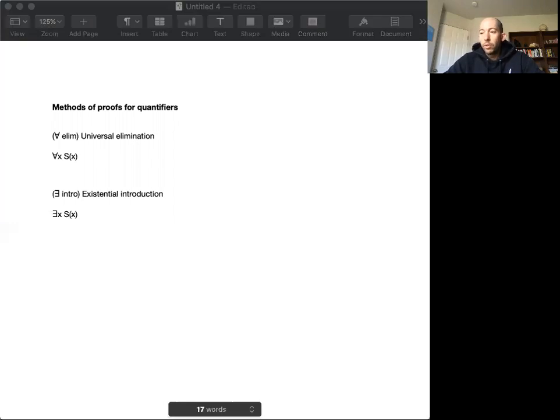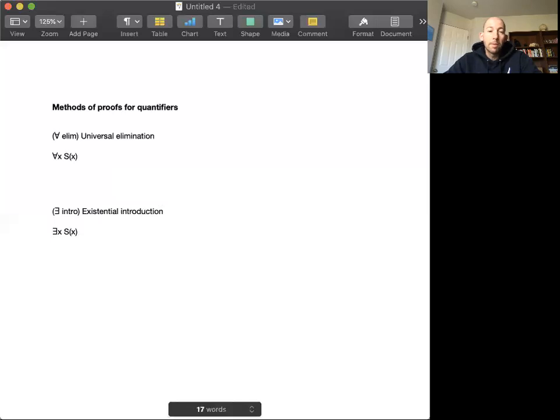So let's start with the universal elimination. The idea behind universal elimination is that you have some sentence that starts with a universal quantifier, and then there are going to be some instances of the variable x. And as the name suggests, the idea behind the elimination is that you can plug in a specific name for all the instances of x.